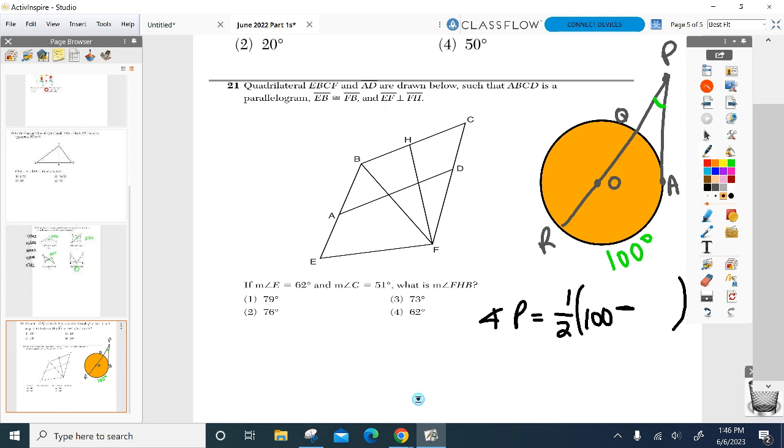QA. But ROQ is a diameter, which cuts it into 2 semicircles measuring 180 apiece. That's 100, so that must have been 80 degrees.